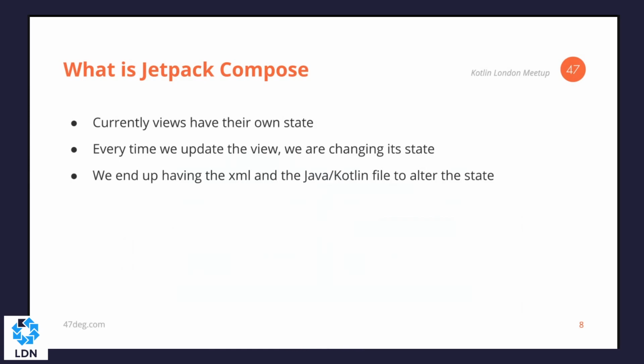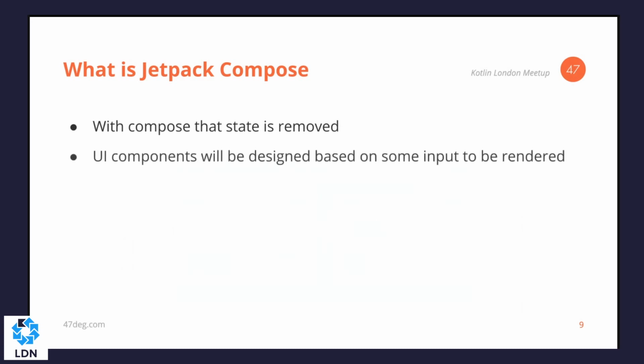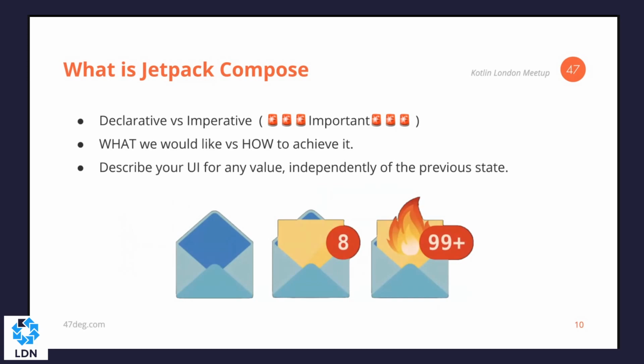Currently, the views have their own state. So when designing a new view, we have to create our XML, and then to change or alter the state, we will have the Java or Kotlin file to do it. But now with Compose, that state is removed, and the UI components will be designed based on some input to be rendered, and that's it. Let me explain myself with an example.